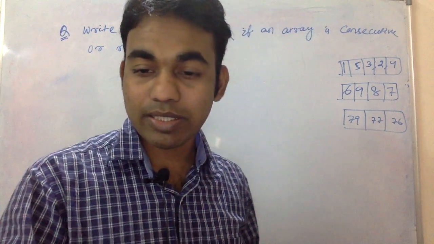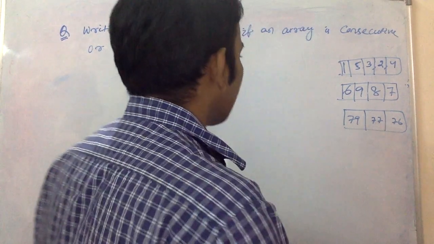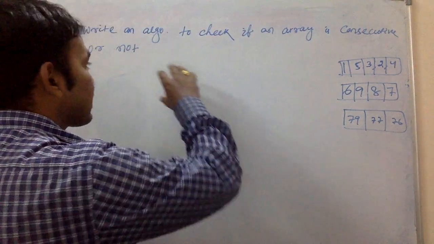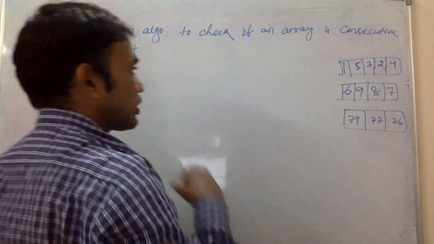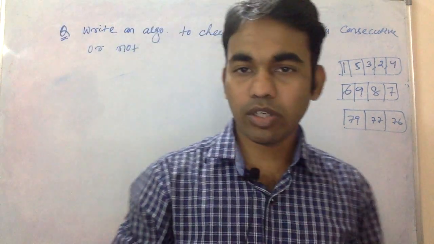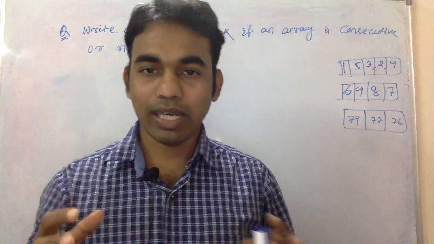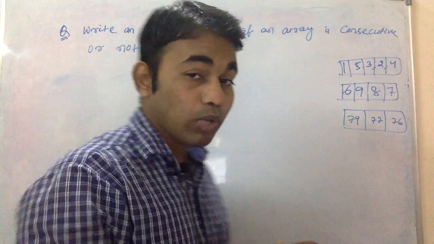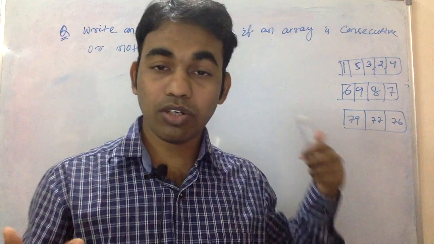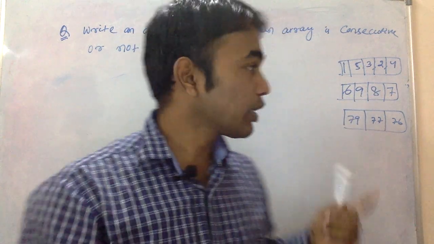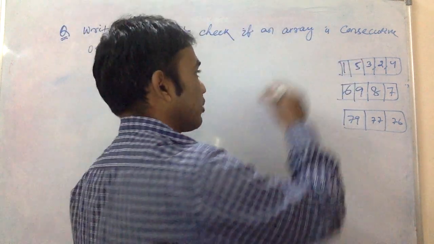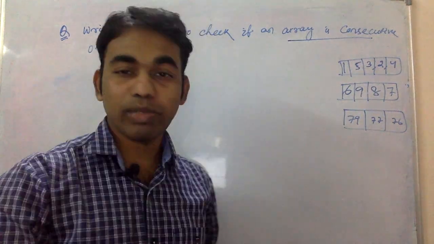Let us understand what this question is all about. It says: write an algorithm to check if an array is consecutive or not. So what do you mean by an array is consecutive? Let us understand this question first. This is very important. What do you mean by an array is consecutive?